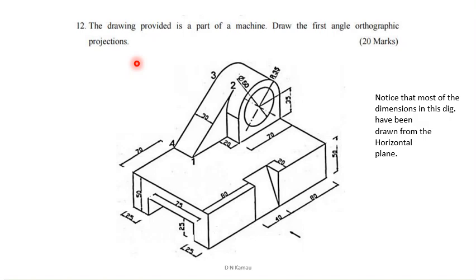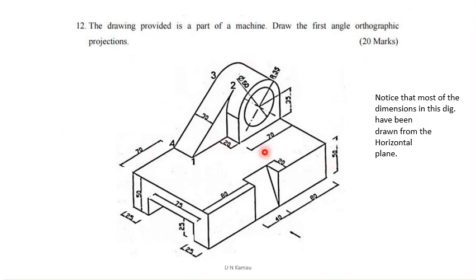projection. And we know that the difference between first angle and third angle is the orientation of the plan in relation to the front elevation. So in this case, we are going to draw the front elevation on top of, or above, the plan, so that we would have it as first angle orthographic projection. Notice that most of the dimensions in the diagrams have been drawn from the horizontal plane.